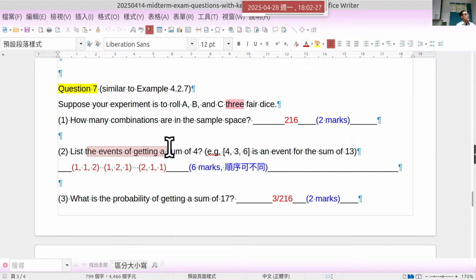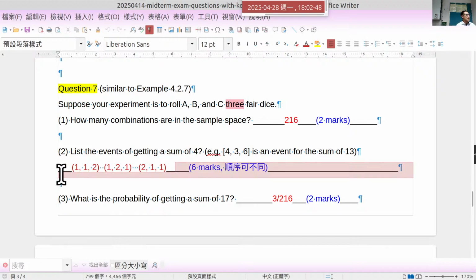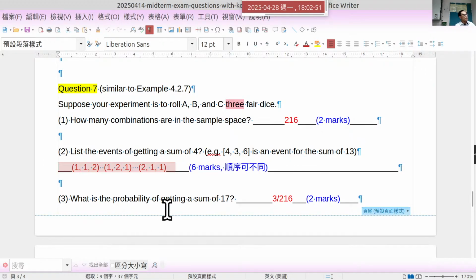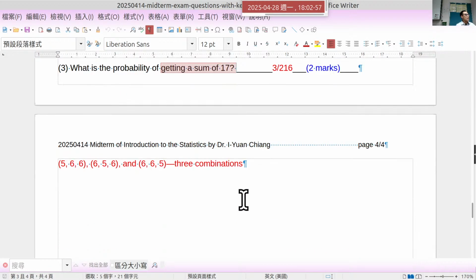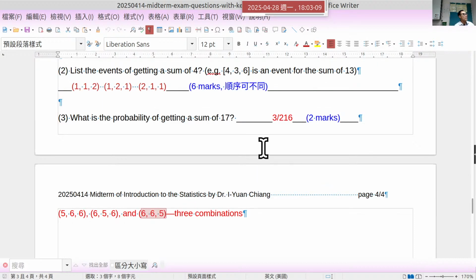And list all events to get a sum of 4. For example, the first die is 1, the second die is 1, the third die is 4. Only these combinations can make a sum of 4: 114, 141, 411. Here is the answer. Okay. And what's the probability to get a sum of 17? Actually, the combinations are 566, 656, 665, and the probability is this one.